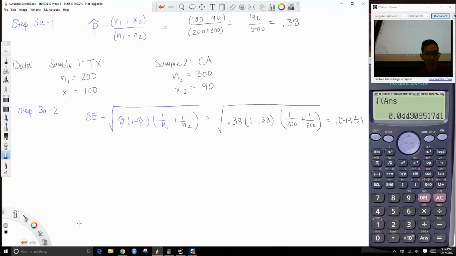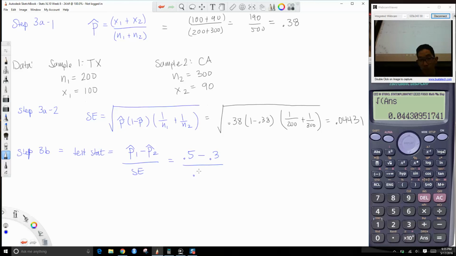Good? We're good? Okay. All right, and then we're going to get our test statistic. So this would be step 3B. So our test statistic is p hat 1 minus p hat 2 divided by our standard error, okay? So what is p hat 1? 0.5, right? You probably have this in your notes that it's the proportion of Texas that owns cars, 0.5. Proportion of California that owns cars, 0.3.